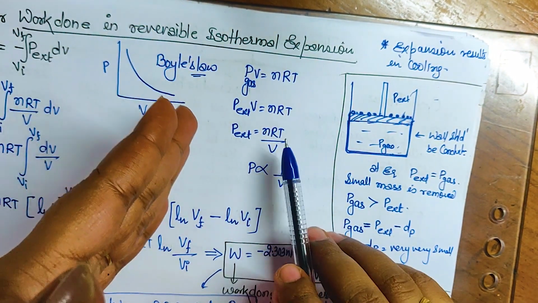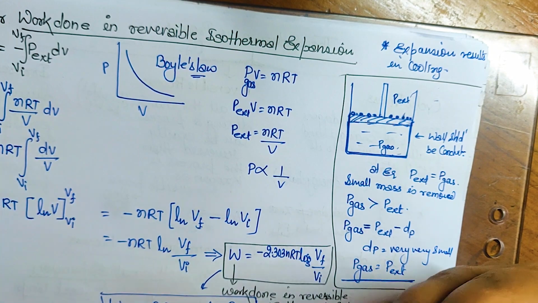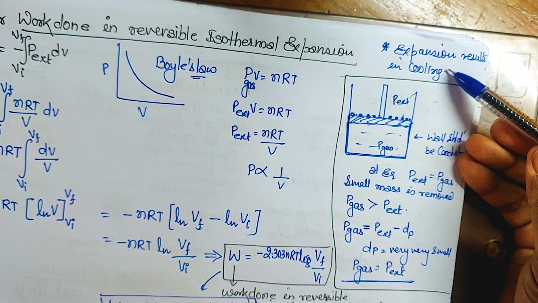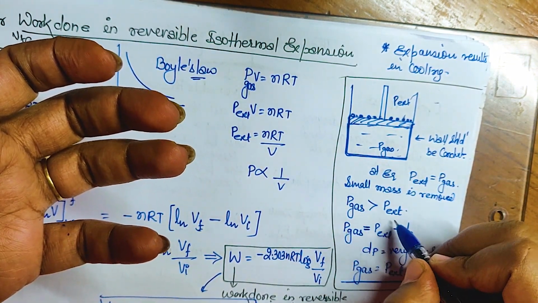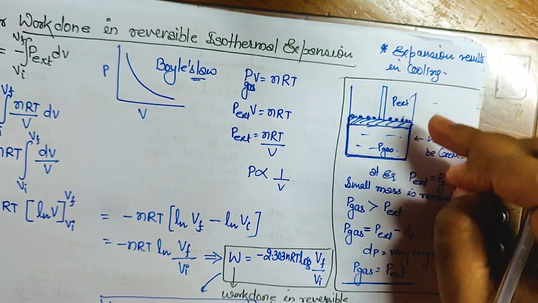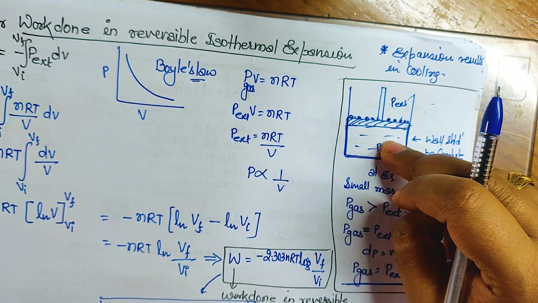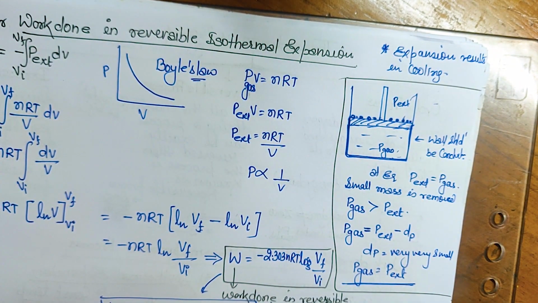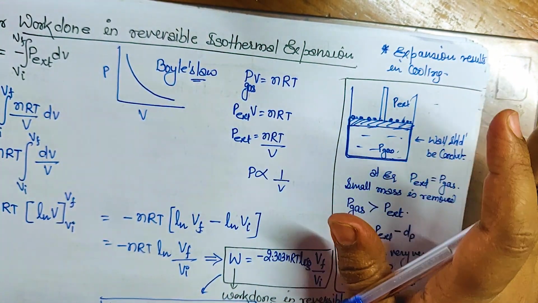maintain the equilibrium, and heat will keep flowing until the system and surrounding come into thermal equilibrium again. Got it? A small amount of mass is removed, due to which P gas becomes greater than P external, and hence there will be expansion, and expansion results in cooling. So cooling means temperature falls, and to maintain that, since the wall is isothermal, heat will transfer from the surrounding to the system to maintain thermal equilibrium. Got it? Done with that? So in this way it will be in equilibrium.